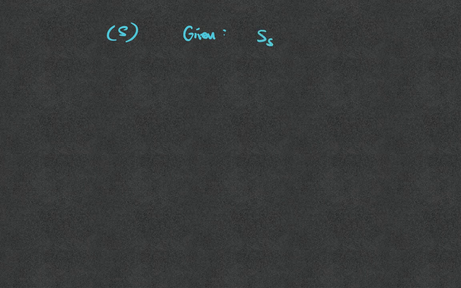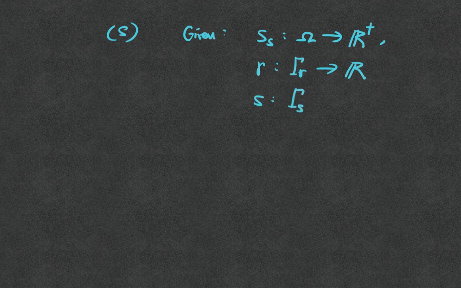Given S, which is a specific storage of the material, that maps a domain position vector into positive values. It's a positive value because specific storage is supposed to be positive. And then given the source term, and the boundary conditions prescribing the source term, mapped to a real number. Okay, this could be positive or negative. And also the prescribed essential boundary conditions map also to a real number because the potential can be positive and negative.